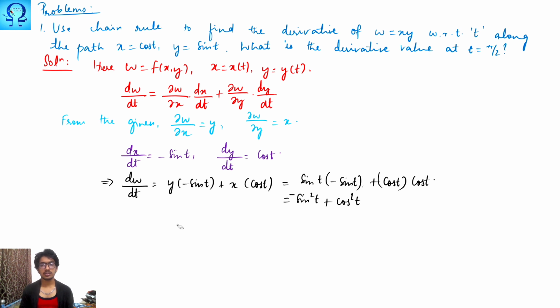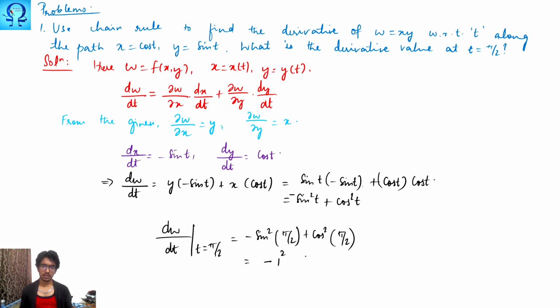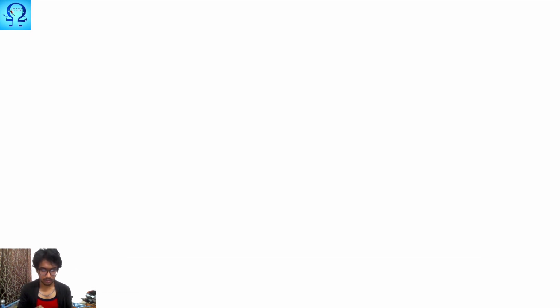And here we are asked to find out the derivative value at t is equal to pi by 2. That is dw upon dt at t is equal to pi by 2. This is what we have to find. That is minus sin squared of pi upon 2 plus cos squared of pi upon 2, which is minus 1 squared plus 0 squared, which is minus 1. Now we will move to our next problem.